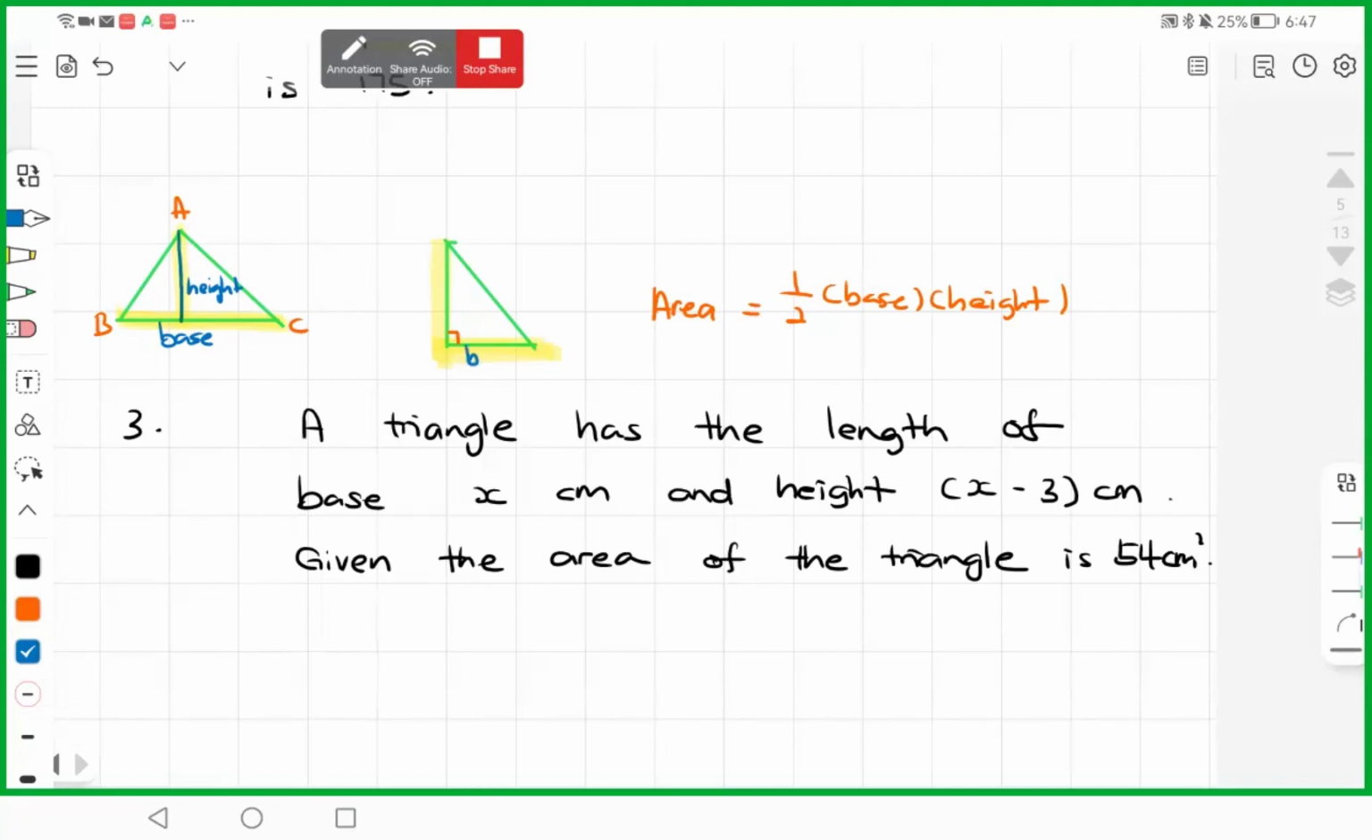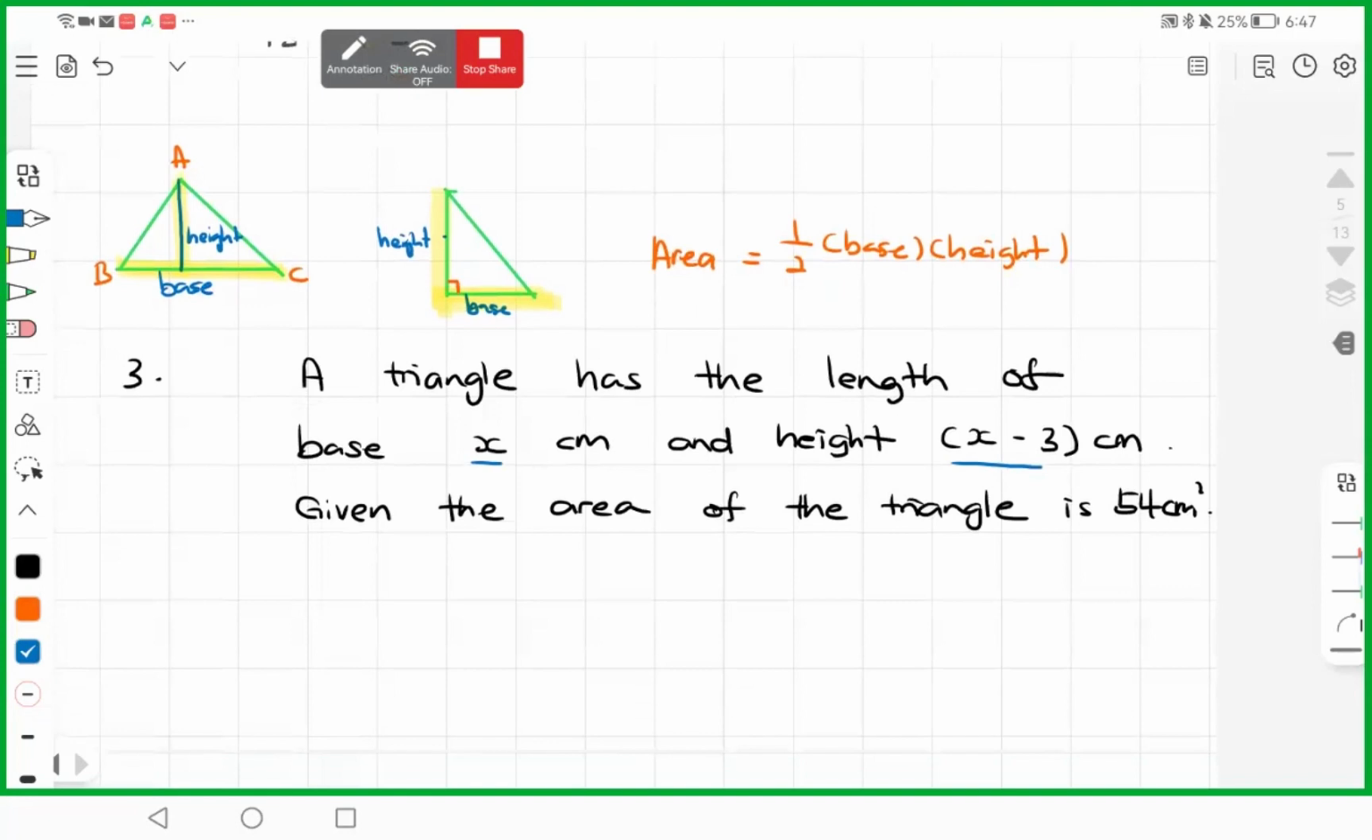So this one is the base, this one is the height. Since the question already gives us the base and the height, we just substitute only now. Much easier, this question. So 1/2 times base times height equals the area, which is 54.